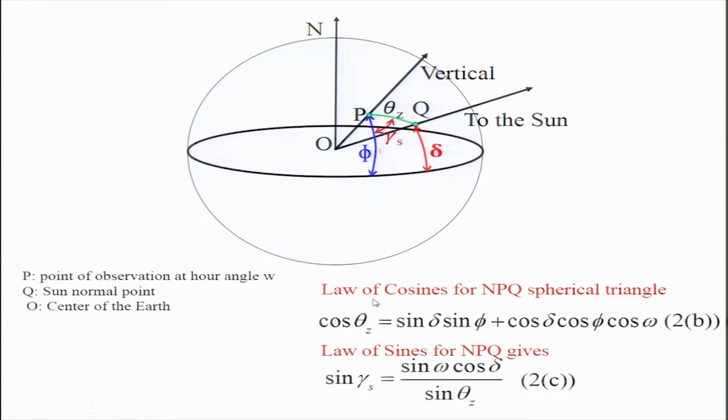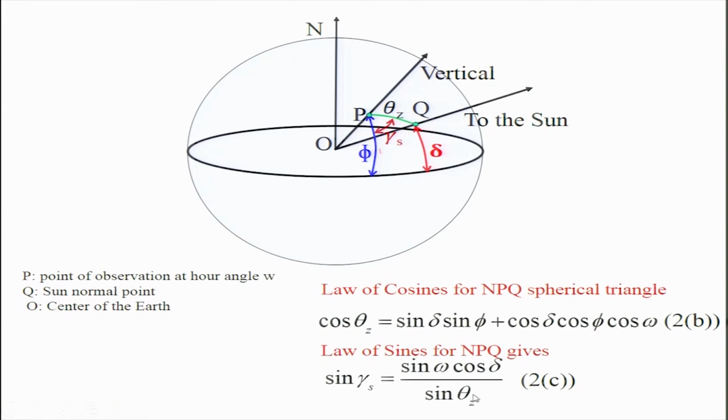So again we can see that P is the point of observation at hour angle omega, Q is the sun normal point, and O is the center of the earth. So for NPQ, when you apply law of cosines, you get a relation for cos theta z, which turns out to be sin delta sin phi plus cos delta cos phi cos omega. And again when you apply law of sines for NPQ, you get sin gamma S is equal to sin omega cos delta divided by sin theta.